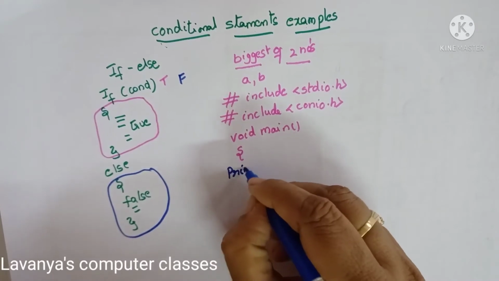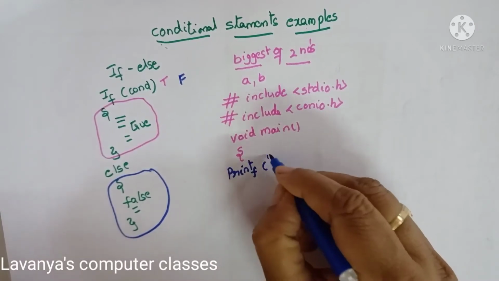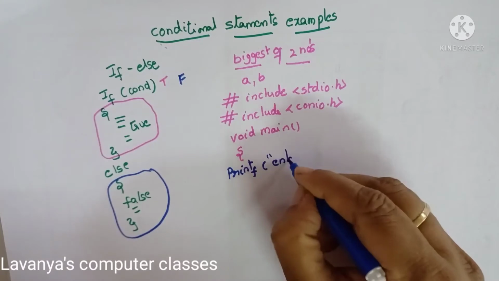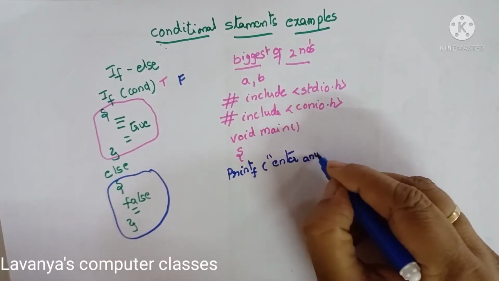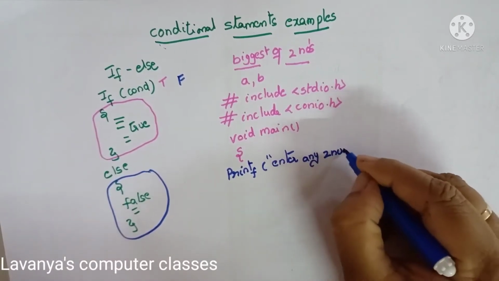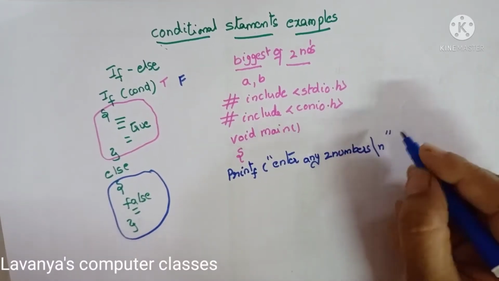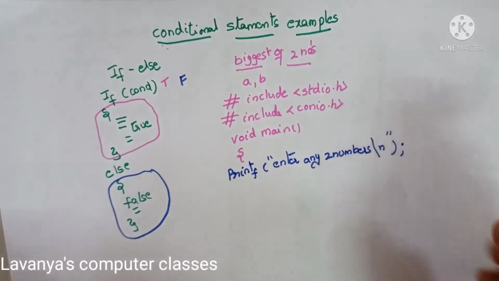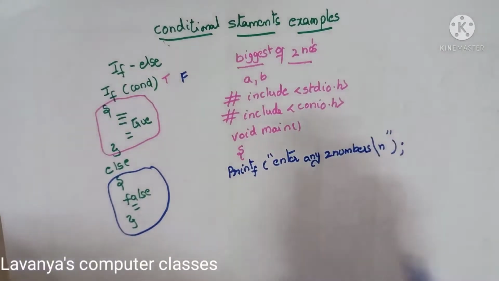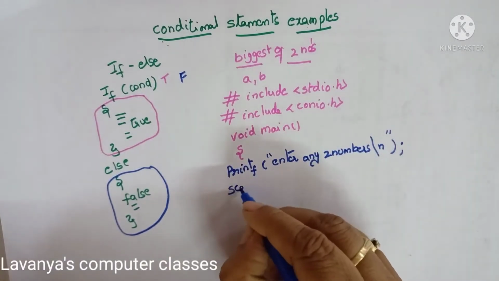First I have to declare the variables also. First I'll keep a heading: printf "Enter any two numbers", because we need two numbers only. This is just a heading for the user, for the user's understanding. Enter any number. \n means it is entering into the next line. Each and every line is ended with a semicolon, after the flower brackets.